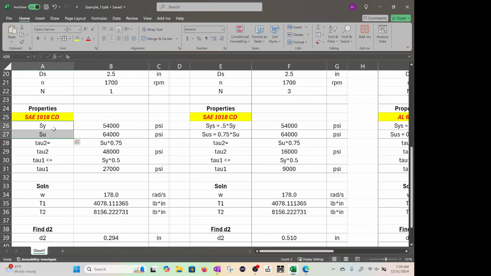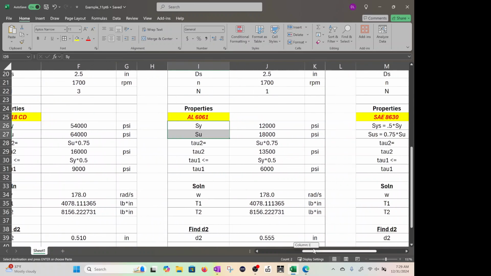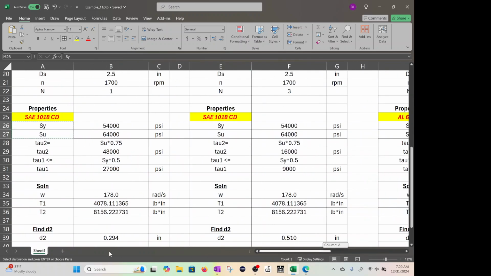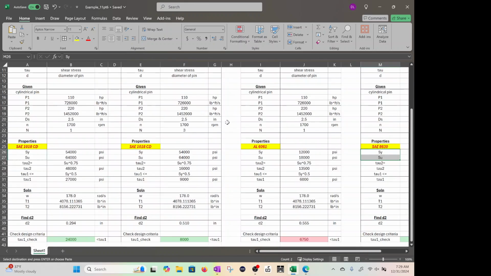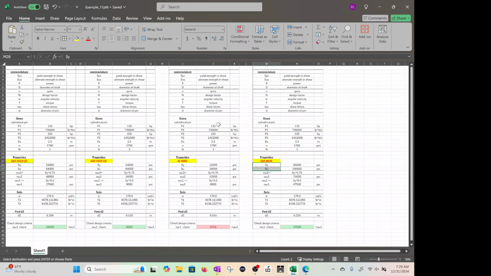So let me just fix these two here just to have it complete, and I'll go through some of these. Let me zoom out a little. There we go. Sorry about that. So here is the problem that we just did. What I did over here, the next one, is I just changed the design factor to 3. So our diameter got bigger, which makes sense, and we're still good. This is less than tau 1.